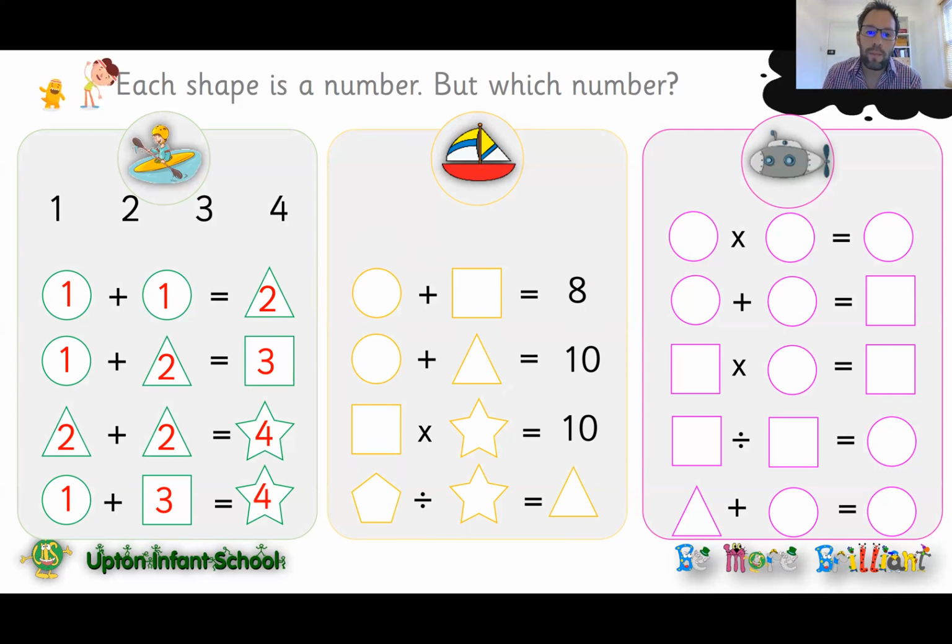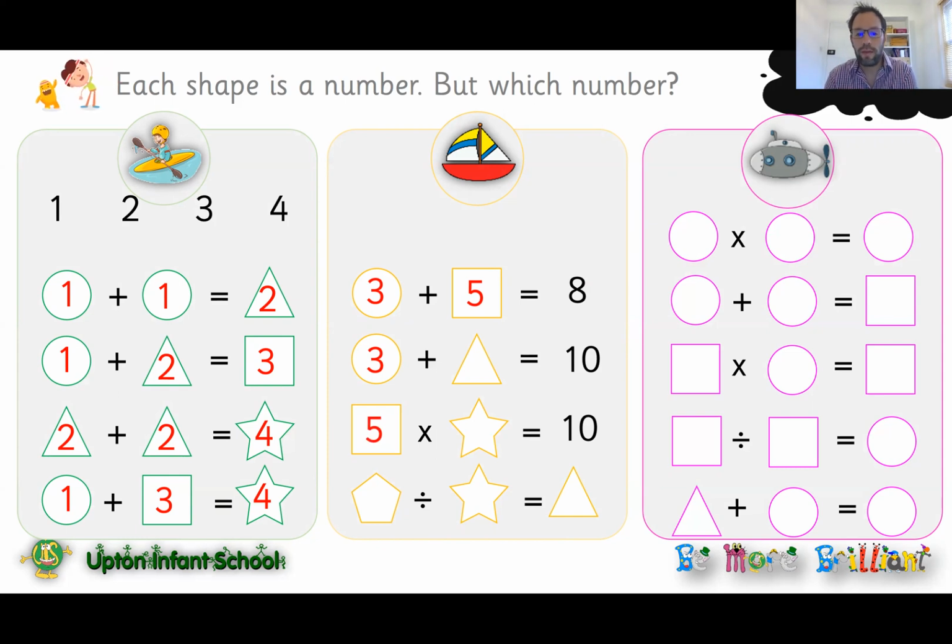On to our middle yellow challenge. We've got circle add square equals 8. So using my number bonds to 8, I could either put in there 0 add 8, or I could put 1 add 7, or 2 add 6, or 5 add 3. So the solution to this one, if the circle is 3, all of the circles have got to be 3. There's only 2 of them. And if that's 3, the square's got to be 5. 3 add 5 equals 8. And that means the other square's got to be 5.